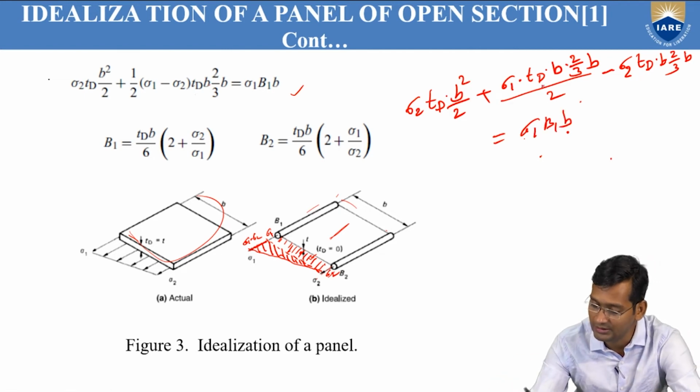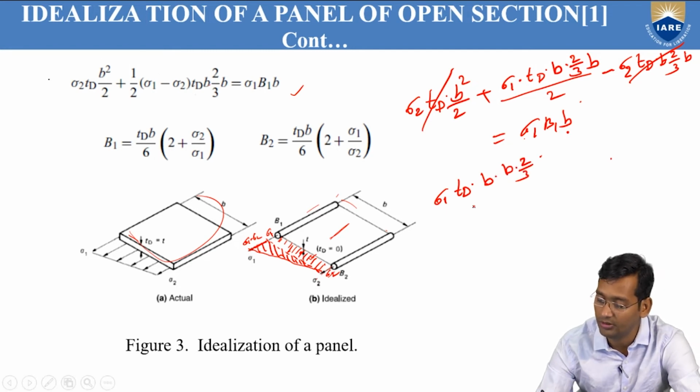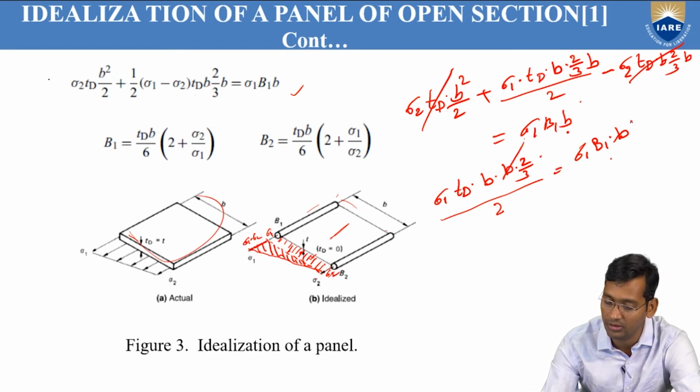Now just see here, this sigma 2 cancelled. What is left? Sigma 1 T B into B into 2 by 3, this divided by 2, equals sigma 1 B1 into B. Now we can cancel sigma 1 and B. So now what do we have? T B, just writing T B. This 2 and this 2 will come here, so 6.